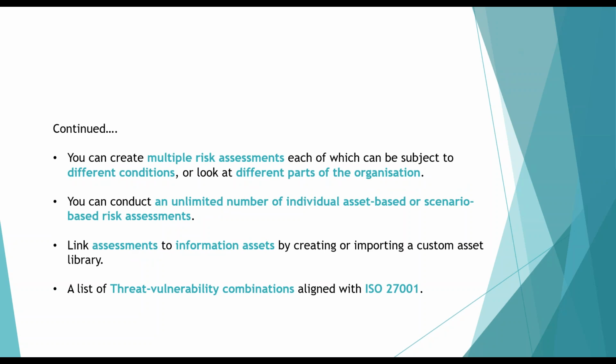So here, just continued introduction, you can see you can create multiple risk assessments. So this is essentially your scope, and then different conditions within that, and look at different parts of the organization. Different conditions refers to the likelihood and impact scales that you may have. So for example, the account that you set up will be your ISMS, but within your ISMS, you might have different areas that have different likelihood and impact scales. So this tool allows you to separate those and then conduct individual risk assessments on those different conditions for different parts of your organization.